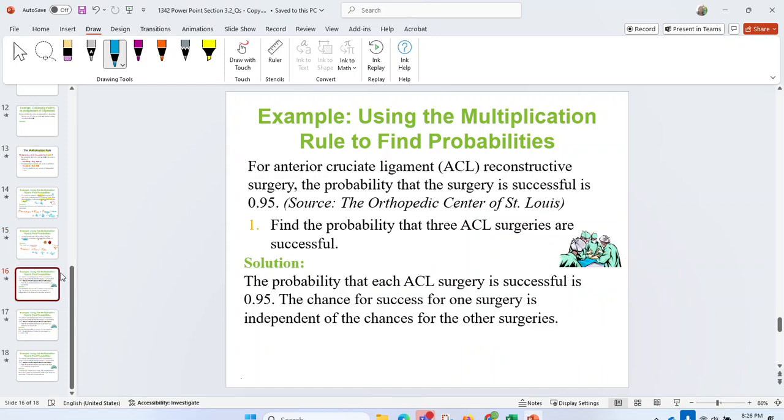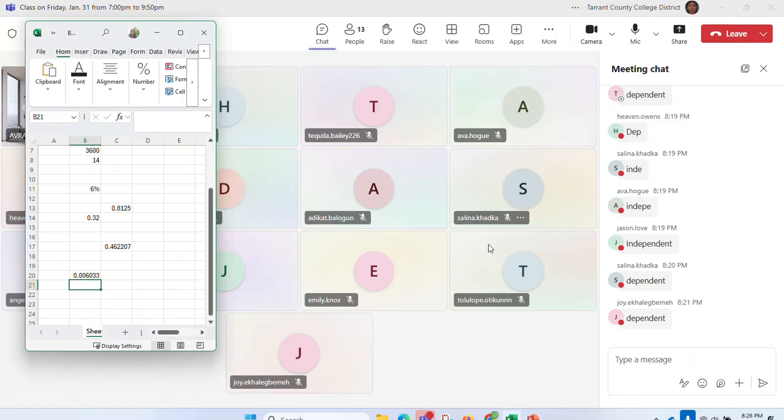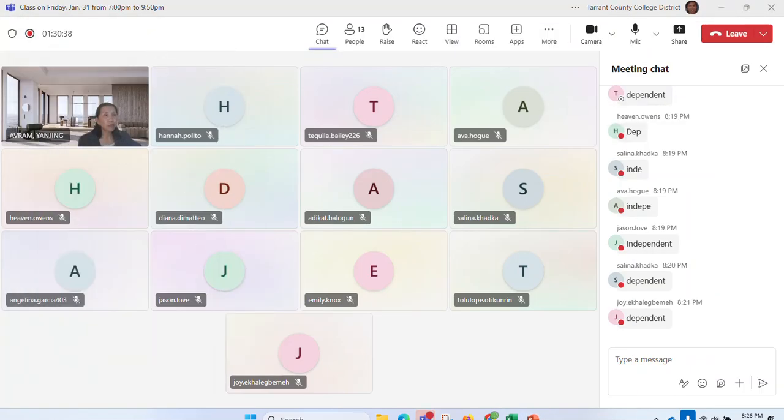Any questions about this probability? All right, so that is using the multiplication rule. We have one more smaller section for tonight and then I will stop. The rest will be practice.